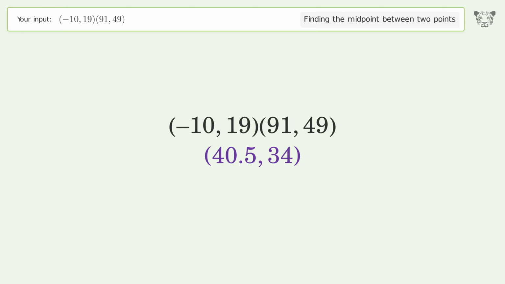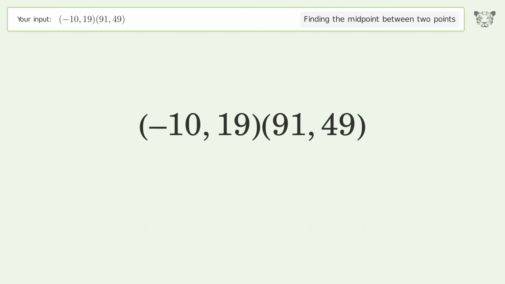You ask Tiger to calculate. This deals with finding the midpoint between 2 points. The midpoint between the 2 points is 40.5, 34. Let's solve it step by step. Plot the 2 points and calculate the midpoint using the formula.